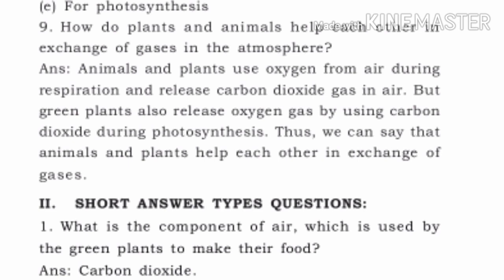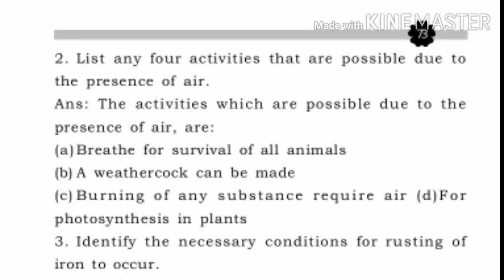Okay, children. Now, Roman number 2, short answer type questions. First one, what is the component of air which is used by green plants to make their food? What is the answer? Carbon dioxide. Second question, list any 4 activities that are possible due to the presence of air.